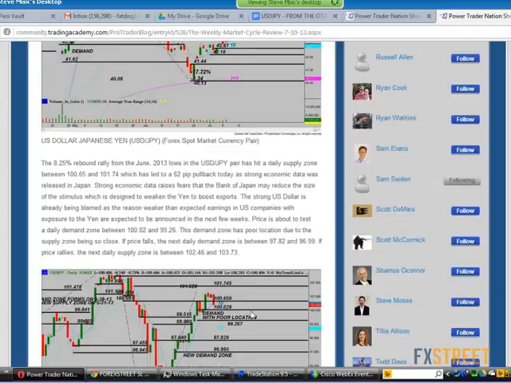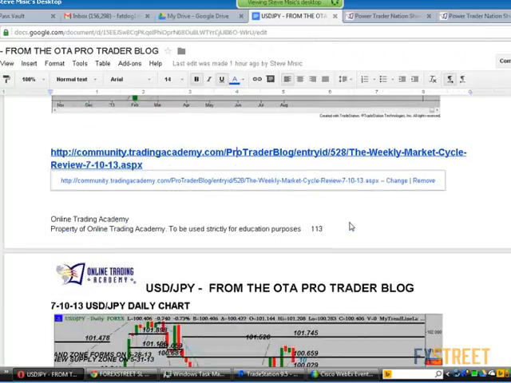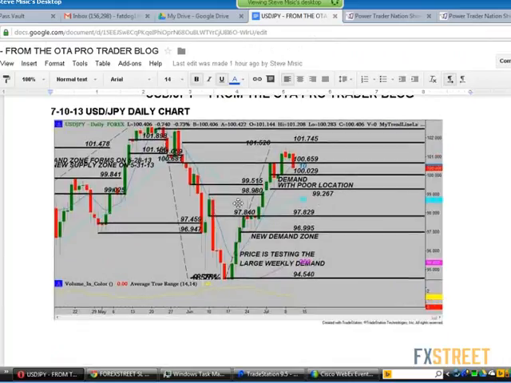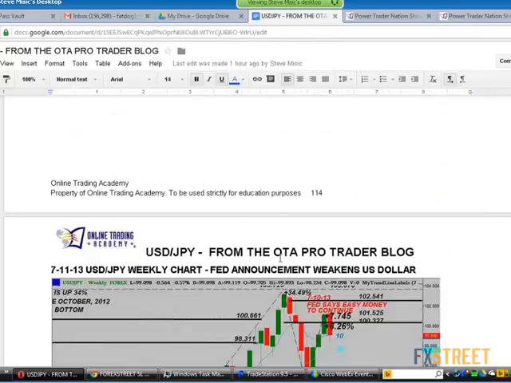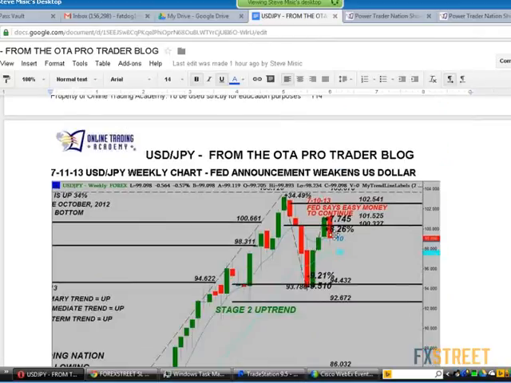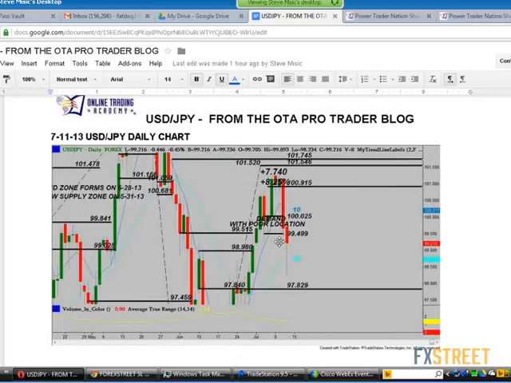Okay, so when we go back to the actual document that I'm using here, where I keep track of what happens, there's that picture. And what ends up happening is, because we're in a weekly supply zone, that first area of daily demand fails right away. And as a matter of fact, we have two really, really sharp days of declining prices in the dollar versus the yen. And then we have a little snapback right away. So this is now 7-11.